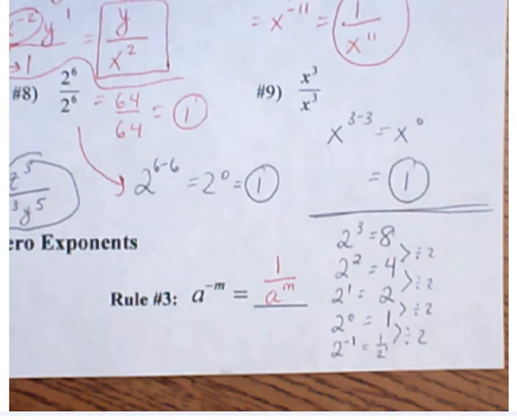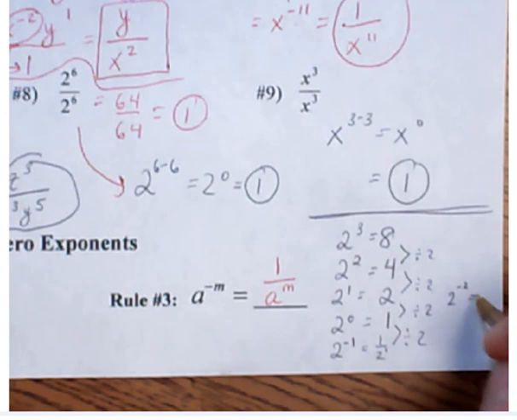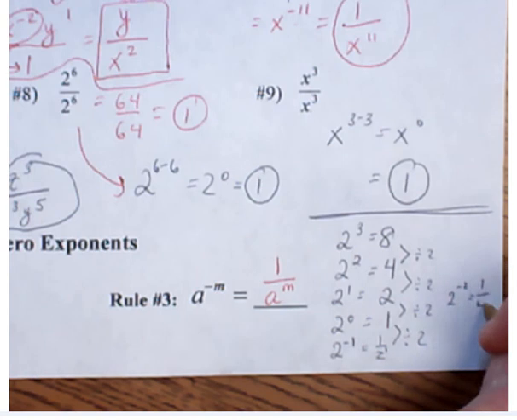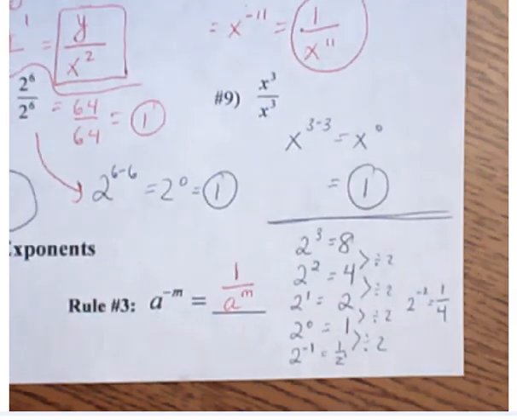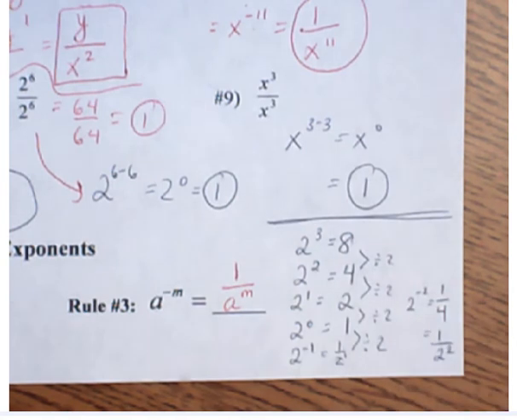Let's do it one more time. Okay, now I'm running out of space here, so I'm going to come over here. 2 raised to the negative 2, I take 1/2 divided by 2, and I get 1 over 4. Well, 1 over 4 is the same thing as 1 over 2 to the 2nd. So 2 to the negative 2 is the same as 1 over 2 to the 2nd.